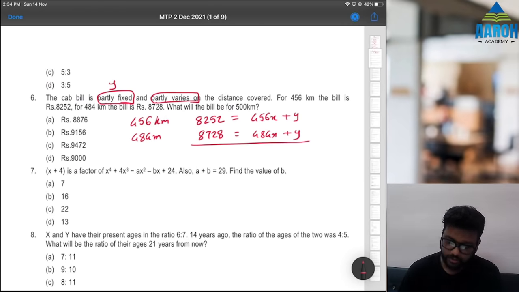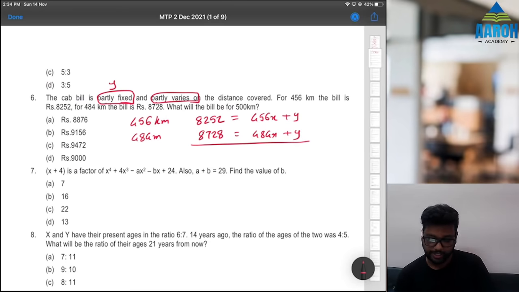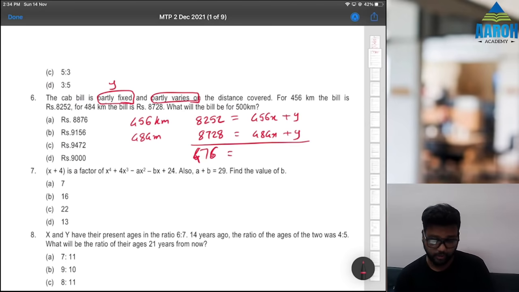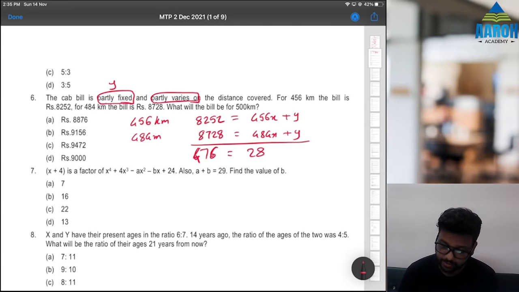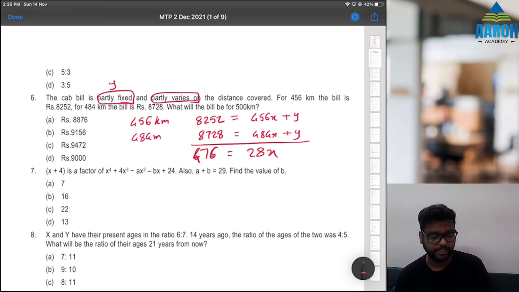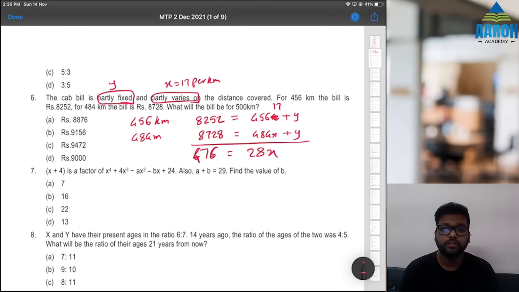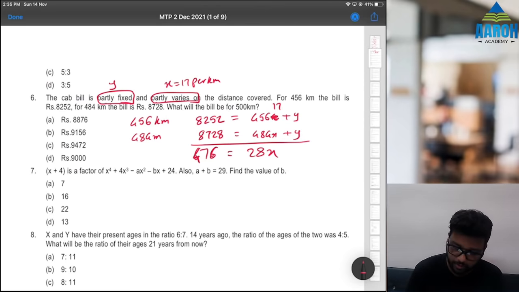Let's try that. If we subtract the two equations, Y will be cancelled, and 8728 minus 8252, that is 476, is equal to 484 minus 456, which is 28X. That means X will be what? 476 by 28, that is 17 per kilometer. And how will we find Y? Let's put that 17 here. So 456 into 17. So the variable portion is 7752. Let's subtract it from this. So Y is 500.